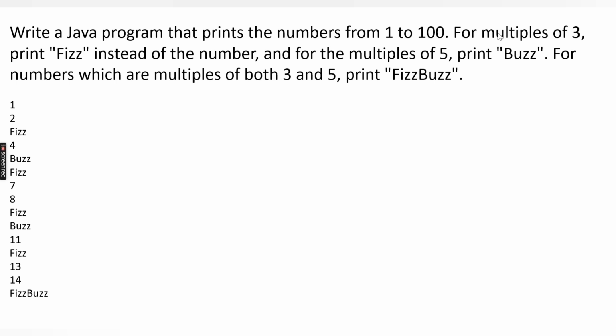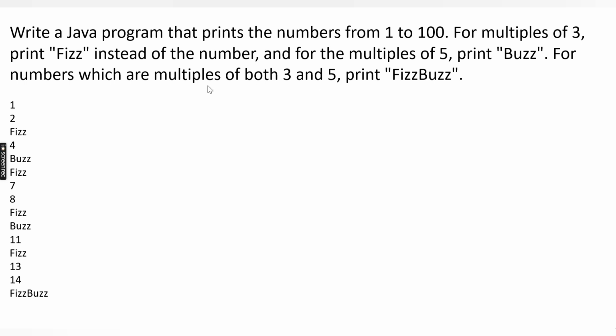The first condition is for multiples of 3, we need to print Fizz instead of the number. So here you could see first we have 1, then 2, then 3 is a multiple of 3, right? So here we have printed Fizz. Then here 6, instead of 6 we are printing Fizz. And if the number is a multiple of 5, then we need to print Buzz. So instead of 5 we have printed Buzz. Then instead of 10 we have printed Buzz.